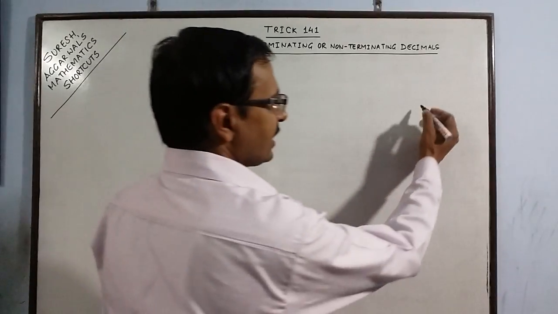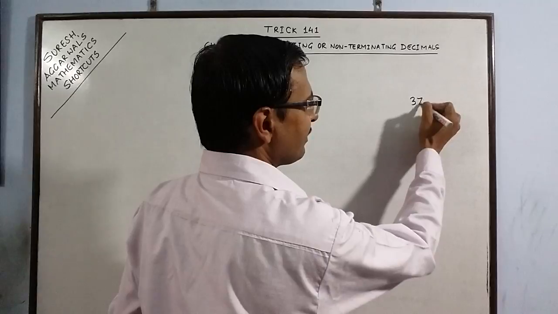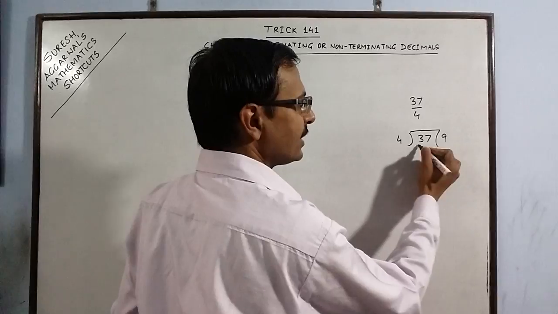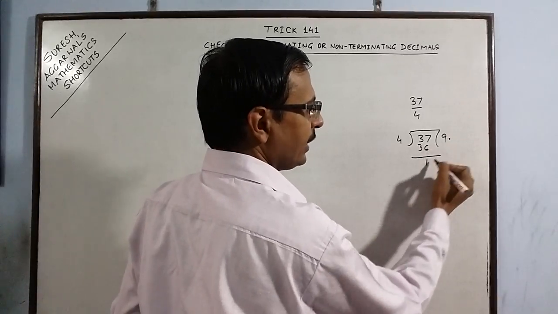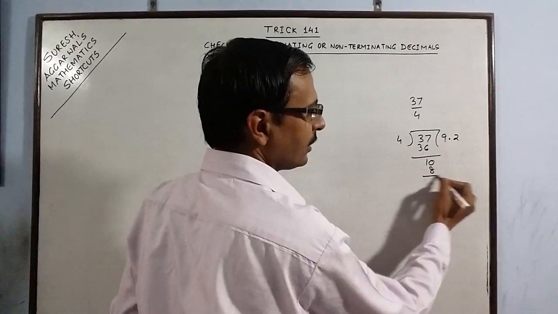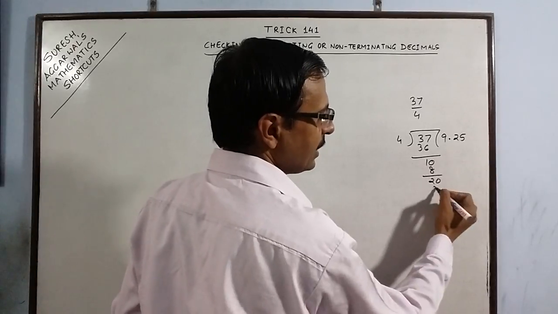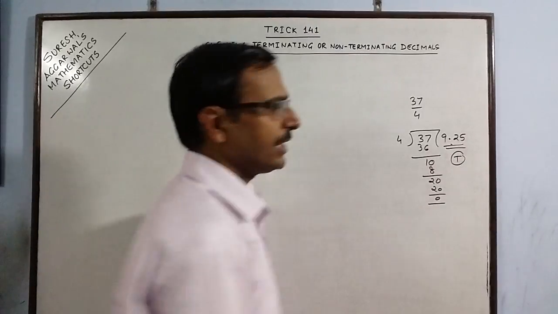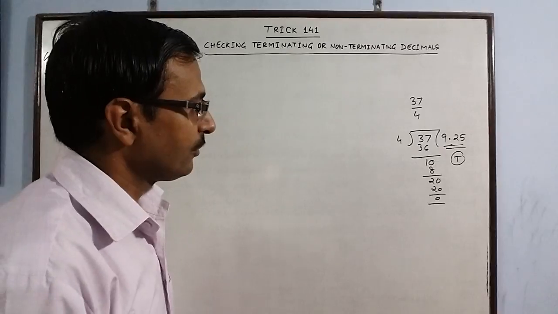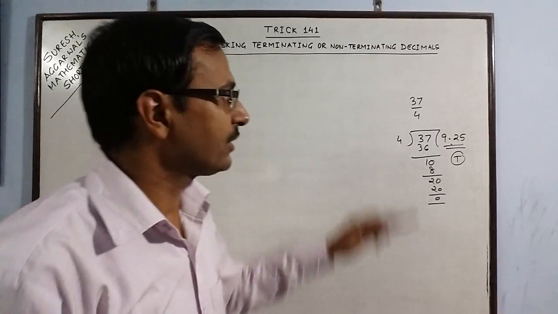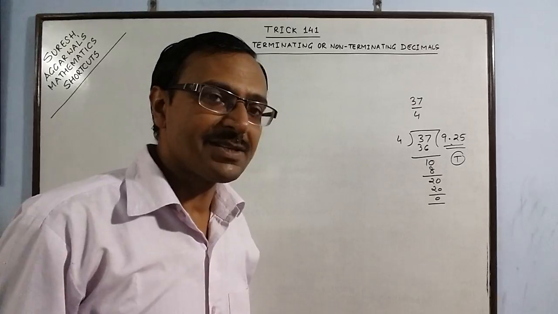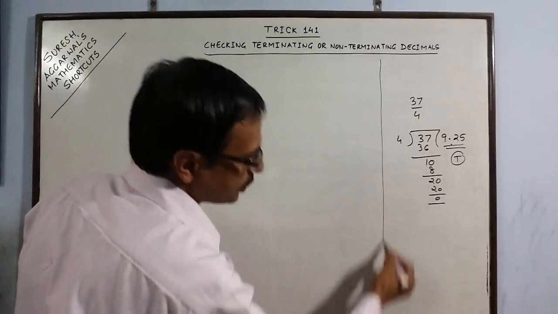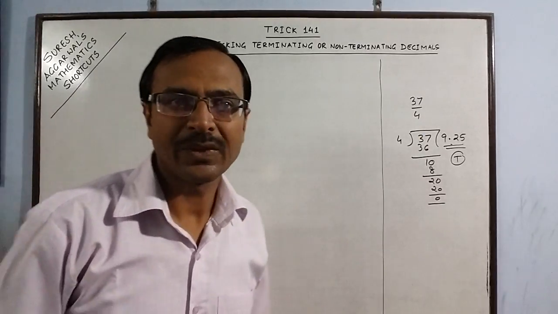decimal. For example, say if we have 37 by 4, so you have to divide 37 by 4. 4 9s are 36, 1.0, 4 2s are 8, 2, 0, 4 5s are 20, so the remainder is 0 now, so 9.25 terminates, so this has a terminating decimal. Now without division we can find out whether 37 upon 4 has a terminating decimal or a non-terminating decimal. Now this shortcut I am going to discuss today in trick number 141.